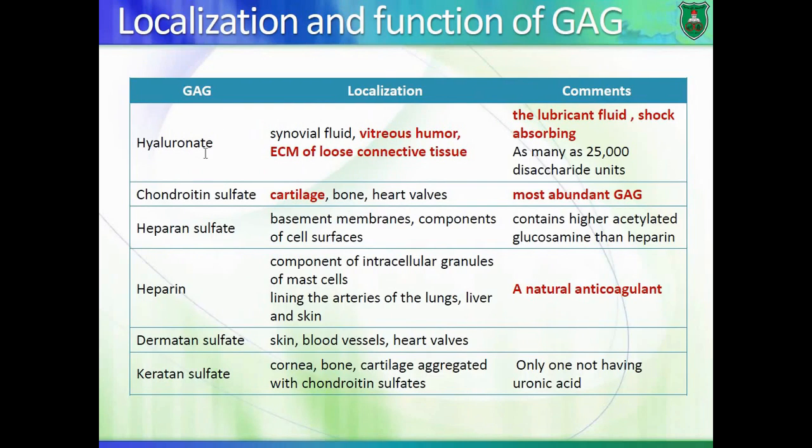So these are again the examples that we discussed earlier with their localization and different functions. For example, the hyaluronate is present in the synovial fluid, or the fluid that surrounds joints to lubricate these joints. In addition, it's present in the vitreous humor in the eye, as well as the extracellular matrix of loose connective tissue. Its main function is to lubricate the joints, for example, if it's present in synovial fluid, and this would make them more shock absorbing.